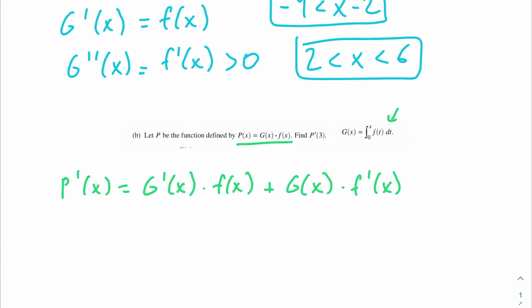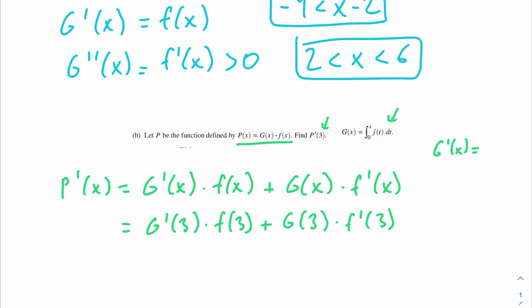And so now we're being asked to find it at a specific point, so we can go ahead and plug that in. So g prime of 3 times f of 3 plus g of 3 times f prime of 3. Remember that g prime of x is just going to be, we can cancel out this integral, so it's going to be f of x. So we can rewrite g prime of 3 as f of 3. So now we have basically f of 3 times itself plus g of 3 times f prime of 3.